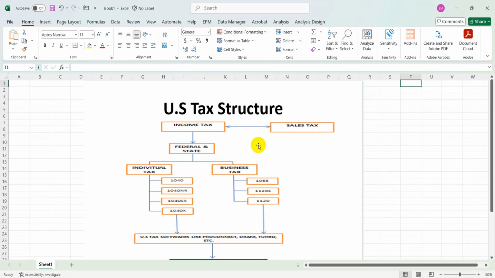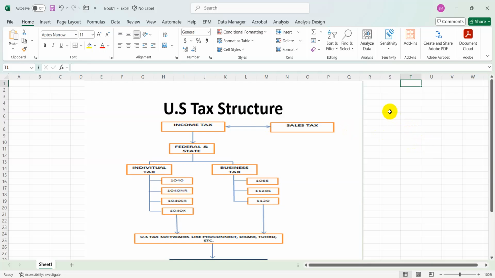So let's move back to the topic. Now you can see this is a little chart I have made here. So basically, when we talk about the US tax structure, there are two things that ultimately come. In fact, not only the US tax structure. When we talk about the tax structure in general, there are two types of taxes that we normally speak about. The one is the direct tax, another one is the indirect tax. Direct tax is always income tax, and indirect tax is always sales tax.